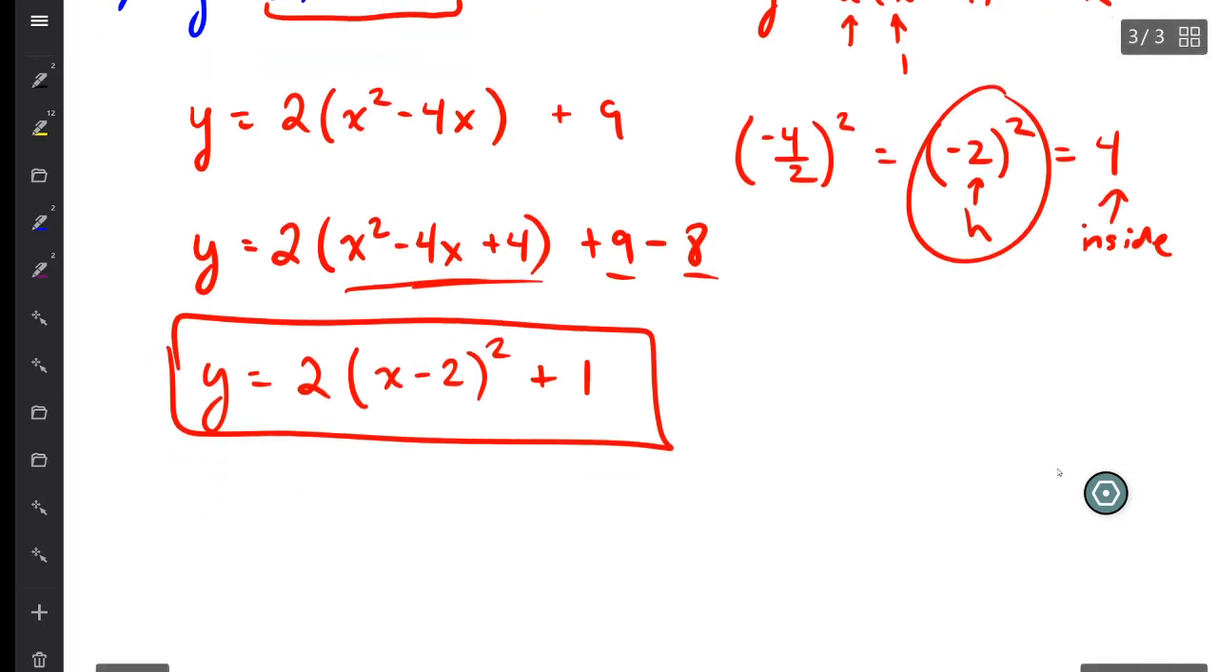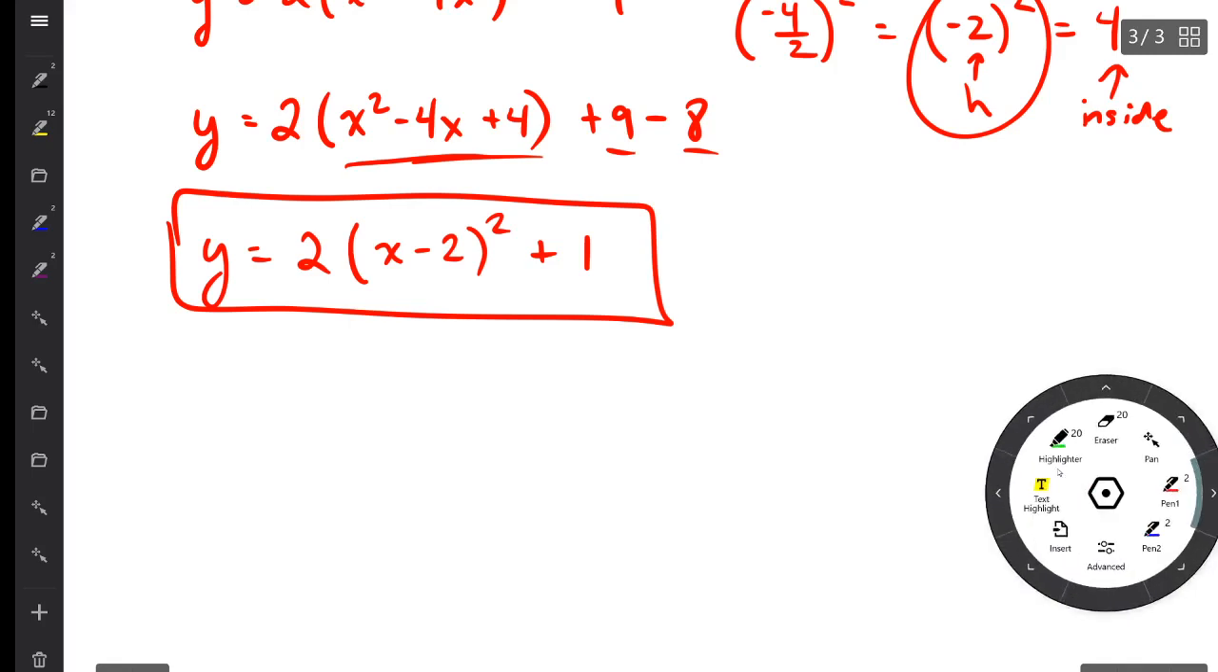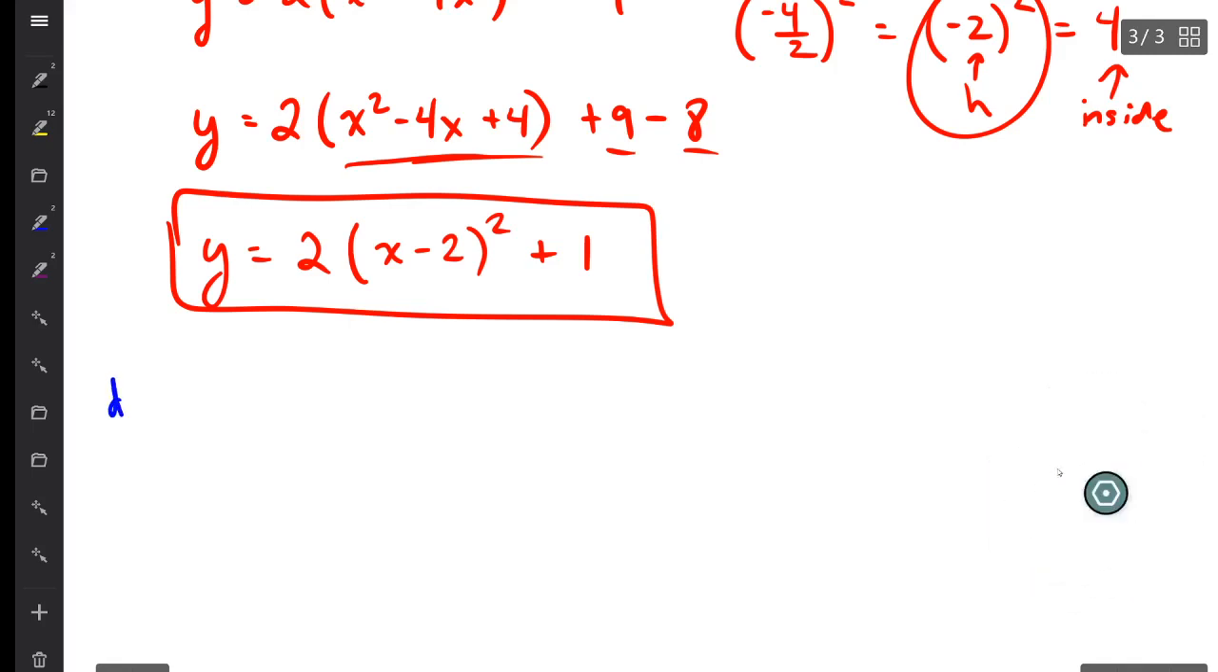We'll do one more like this with a different number. And let's do one that's a little bit tricky in a way. Let's do y equals negative x squared plus 5x minus 2.